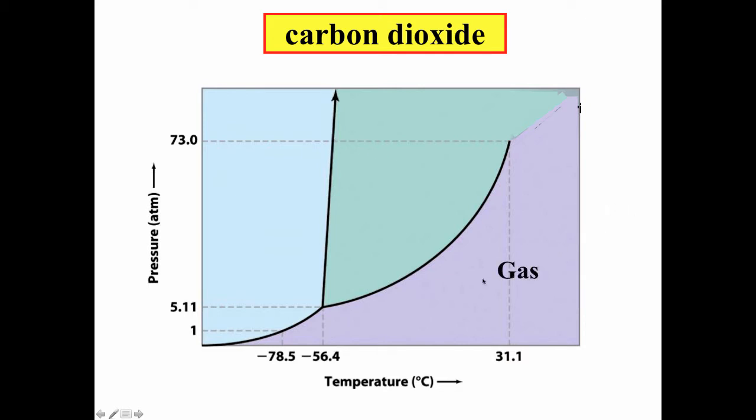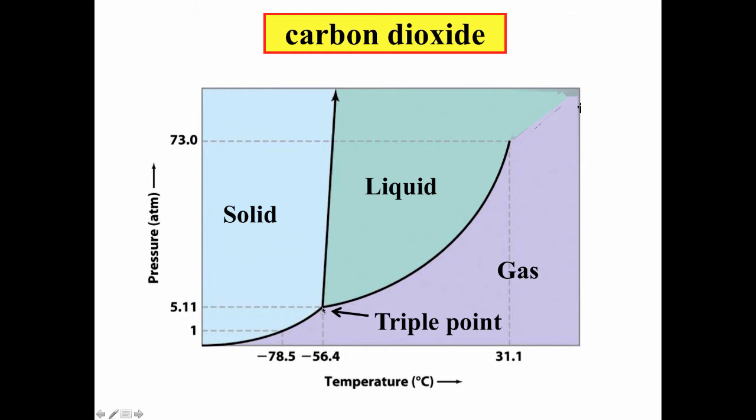So the gas phase, as before, is at the higher temperature, lower pressure, so it's to the right and below this line. The liquid is in between these two phase boundary lines, and the solid is the lower temperature and higher pressure location. And we have a solid gas equilibrium line, we have a solid liquid equilibrium line, and a liquid gas equilibrium line.